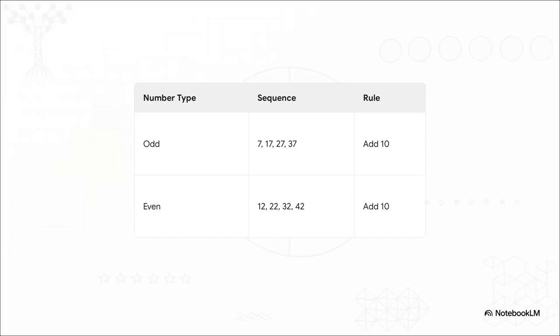Let's look at how we can pull patterns out of a mixed set of numbers. Take a sequence like 7, 12, 17, 22, 27. If we just extract the odd numbers, so 7, 17, 27, 37, a beautifully clear rule emerges. We're just adding 10 to the previous number. Now, what if we pull out just the even numbers? 12, 22, 32, 42. See what happens there? It's the exact same rule. We are still adding 10. Sometimes, simply organizing your data is the secret key to making a hidden rule completely obvious.